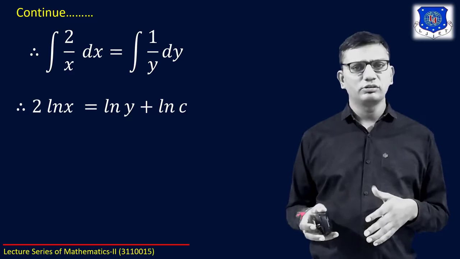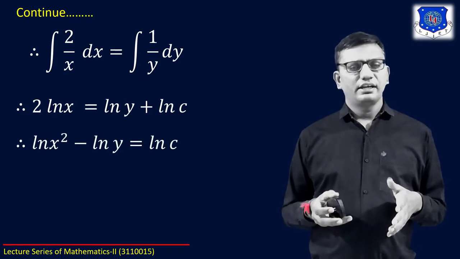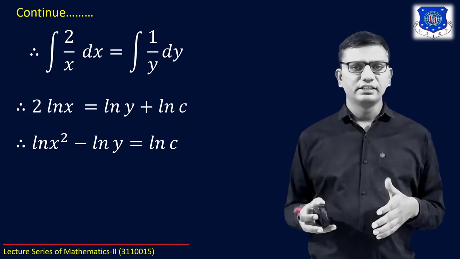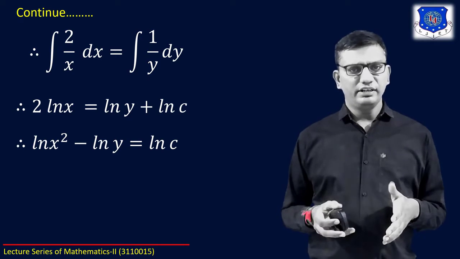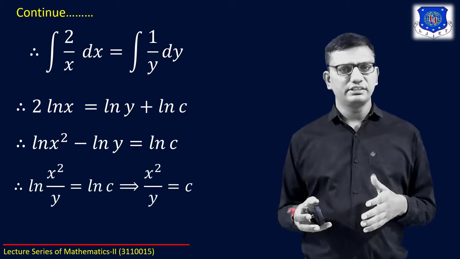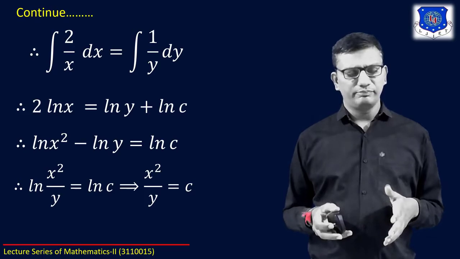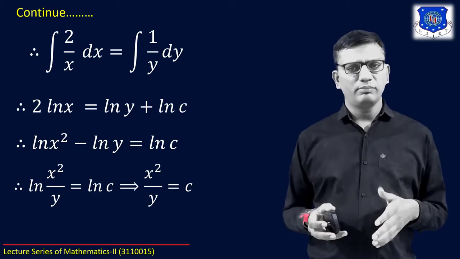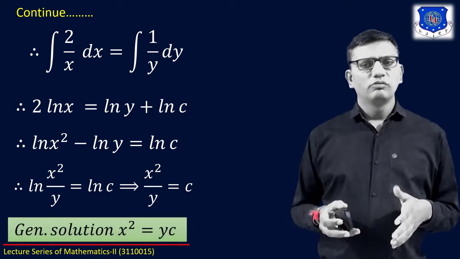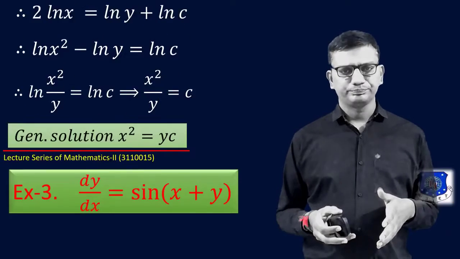Here ln c is an arbitrary constant, so we can rewrite this as ln x square minus ln y equal to ln c. Then we can rewrite it as ln of x square by y equal to ln c. That implies, after removing the log, we have x square by y equal to c. That means x square equal to yc is a general solution of our differential equation.